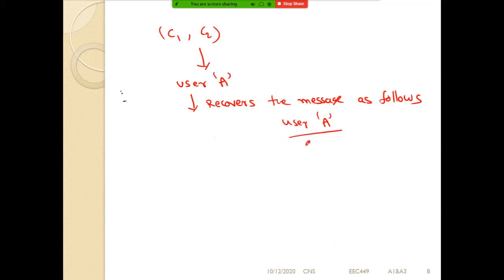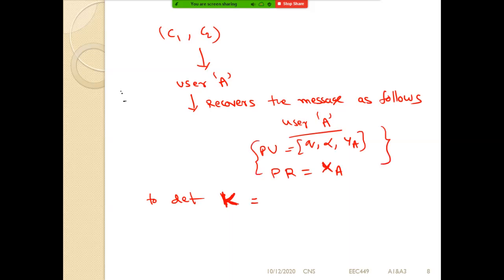See, now user A knows what? Q, alpha, YA. This is the public key, and he knows the private key XA. That's it. We don't know the secret key, we don't know small k, etc. Now, the first step is to determine capital K. Only he knows these things, and he knows C1 comma C2, which comes from the user B. Now using C1 and these values he is going to generate it.